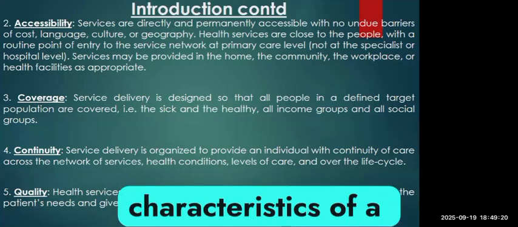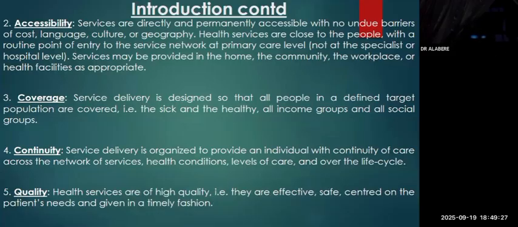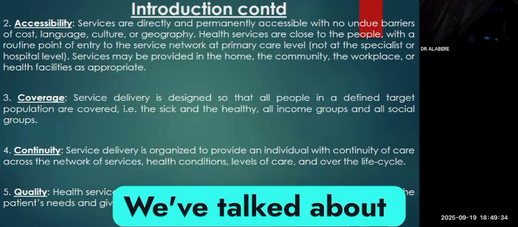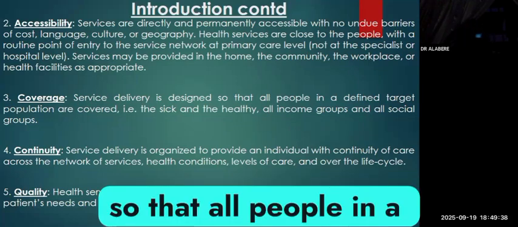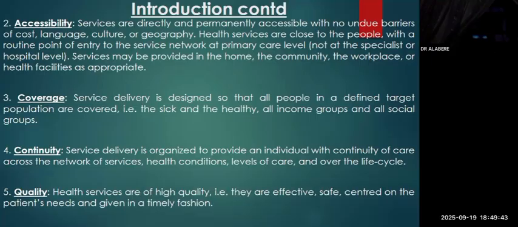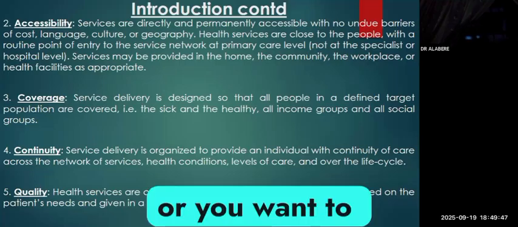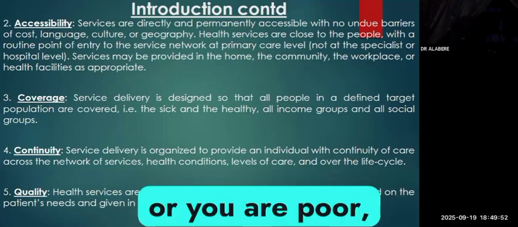So we are looking at the characteristics of a good healthcare delivery system. And the first one we said is comprehensiveness. We have talked about accessibility. We've talked about coverage. That service delivery is designed so that all people in a defined location are covered, whether you are sick or you want to maintain your health, whether you are rich or you are poor, irrespective of your class.